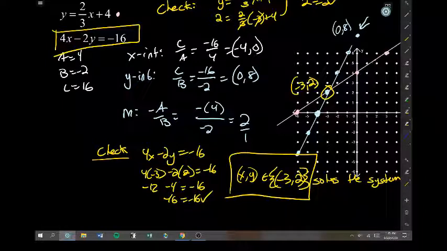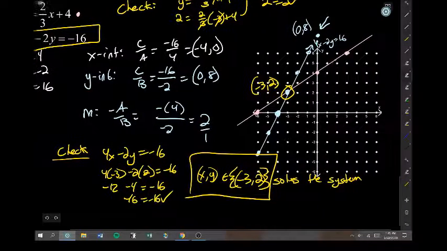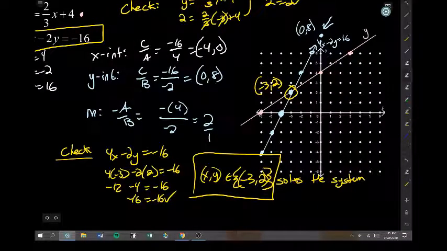So then a couple things to keep track of. I'm going to label these equations. This one here was y equals 2/3 x minus 4. I'll do this one first. This equation right here was 4x minus 2y equals 16. The reason we have to label equations is so we know which one we're graphing, which one we're looking at. This one here was y equals 2/3 x plus 4.